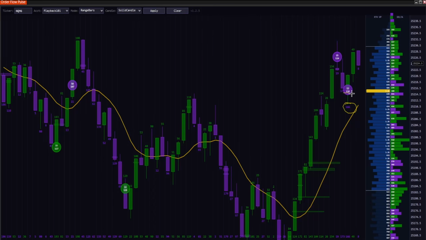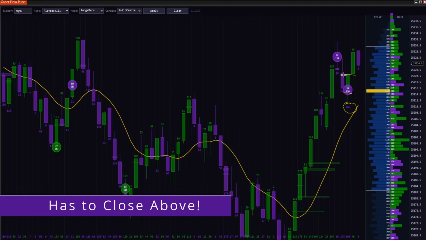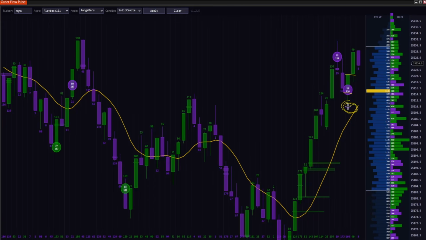Now, we had a seller in this 40 range bar, which is good. That's even better. Now we closed. This is very important. We closed above. So we have negative delta, that 166 negative delta. There were a lot of sellers in here and we closed above.